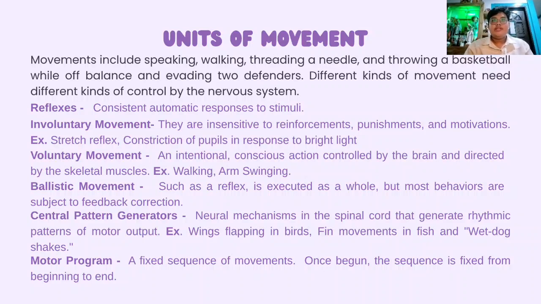Many rapid sequences of behavior depend on central pattern generators, which are neural mechanisms in the spinal cord that generate rhythmic patterns of motor movement. Now, a fixed sequence of movements is a motor program. For example, a mouse periodically grooms itself by sitting up, licking its paws and wiping them over its face, closing its eyes as the paws pass over them, licking the paws again, and so forth. Once begun, the sequence is fixed from beginning to end.